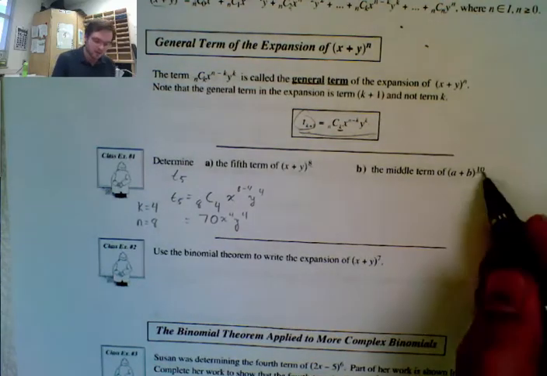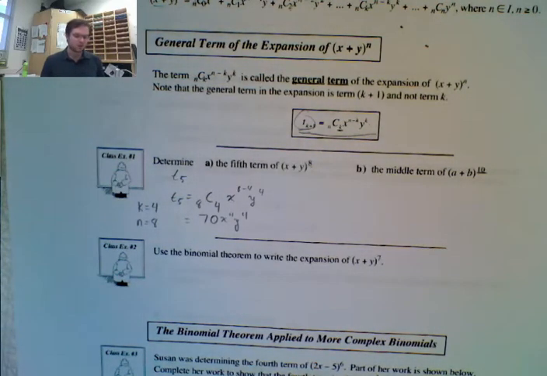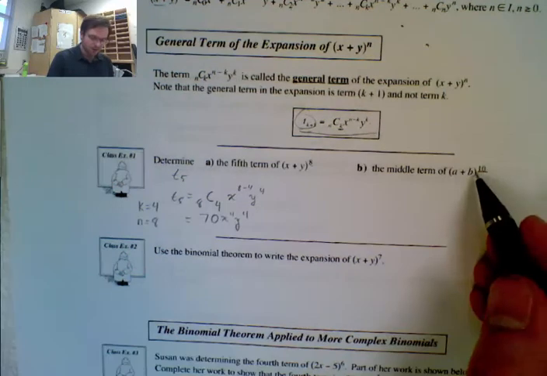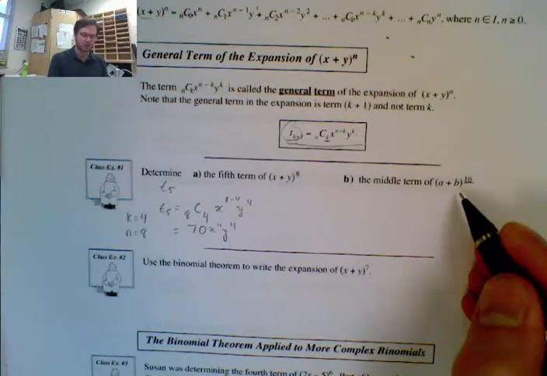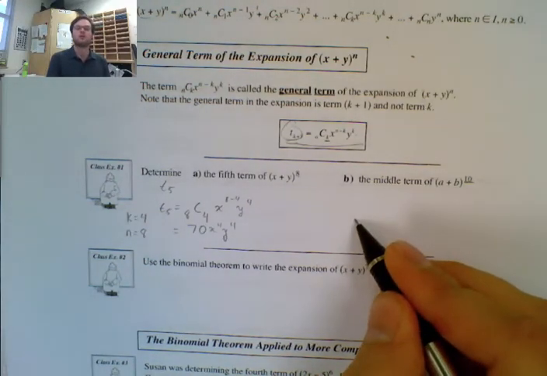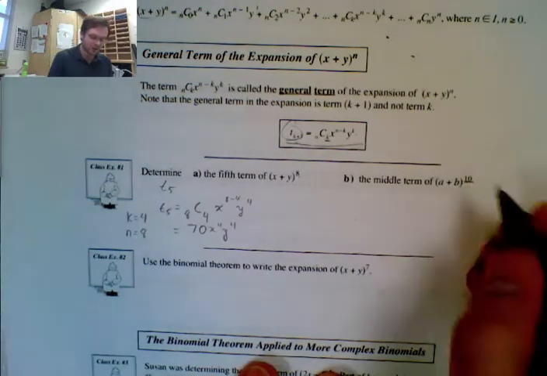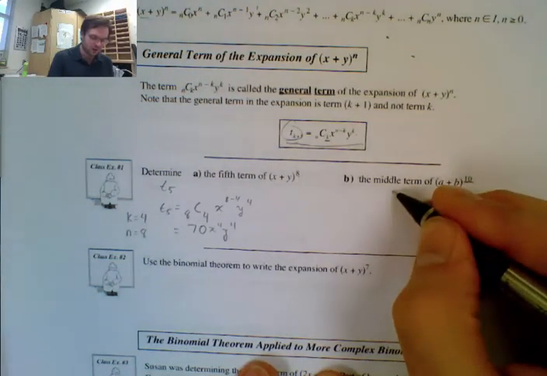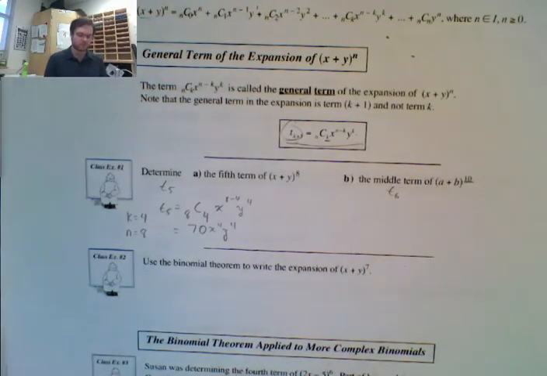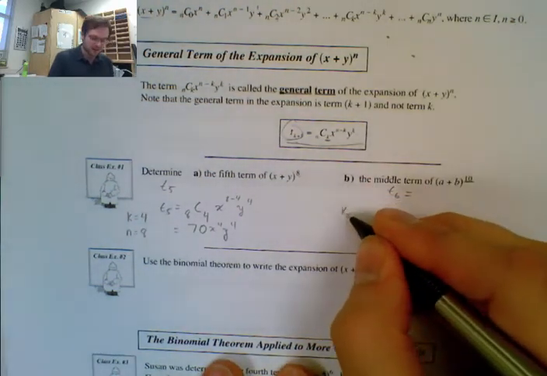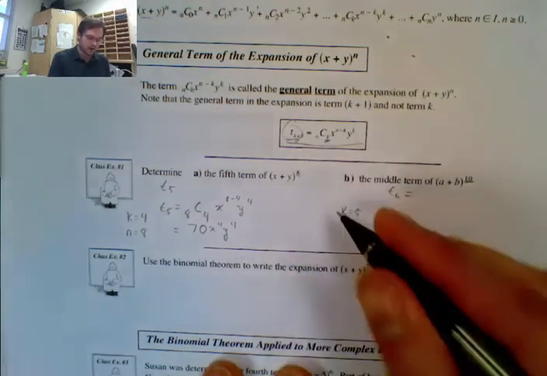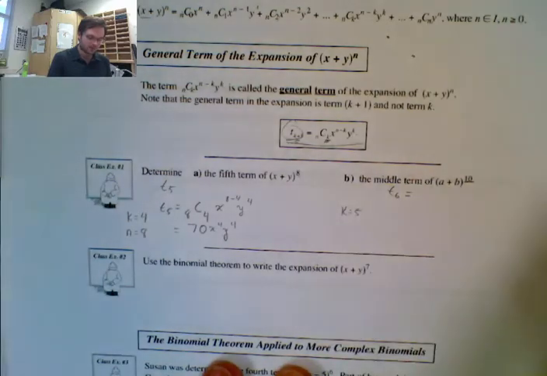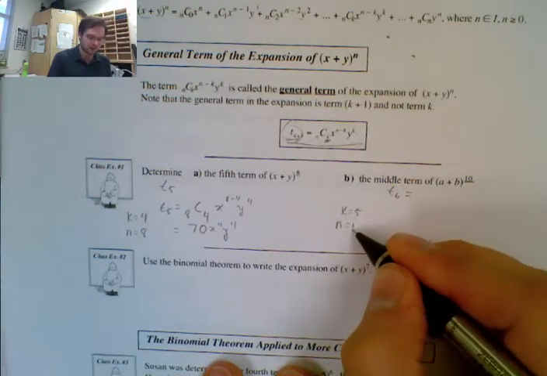Now it wants to find the middle term of this. Okay? If I look at this, there are actually going to be 11 terms, because there's always one more. We go from y to the power of 0 all the way to 10. So there are 11 terms, and my middle term is actually going to be the sixth term. So we want T6. That means my k value is going to be equal to 5, because it's got to be 1 less, right? And my n value is equal to 10.